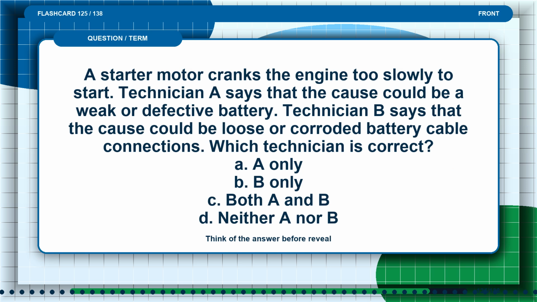Flashcard 125. A starter motor cranks the engine too slowly to start. Technician A says that the cause could be a weak or defective battery. Technician B says that the cause could be loose or corroded battery cable connections. Which technician is correct? A. Only B. B. Only C. C. Both A and B. D. Neither A nor B. Pause and think of the answer before the reveal.